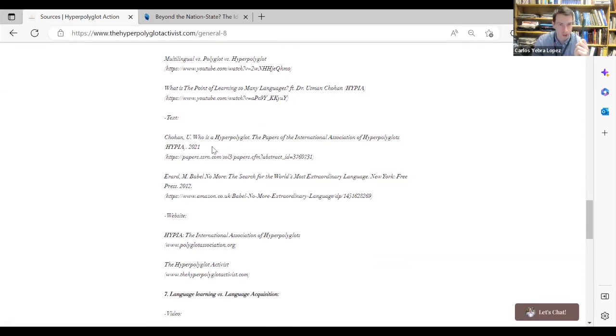Now, textual sources that back that content up. We have a wonderful article by the director of HYPEA, Dr. Usman Shohan, who is a hyperpolyglot. I strongly suggest you read that article. And then, of course, we have a whole book called Babel No More. I do not think this book is as critical as it could be when it comes to analyzing polyglossia and hyperpolyglossia, but it's nonetheless very informative.